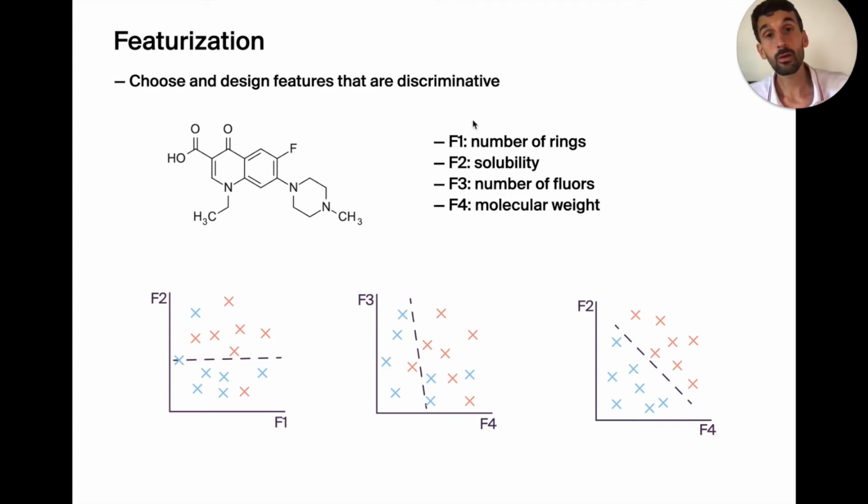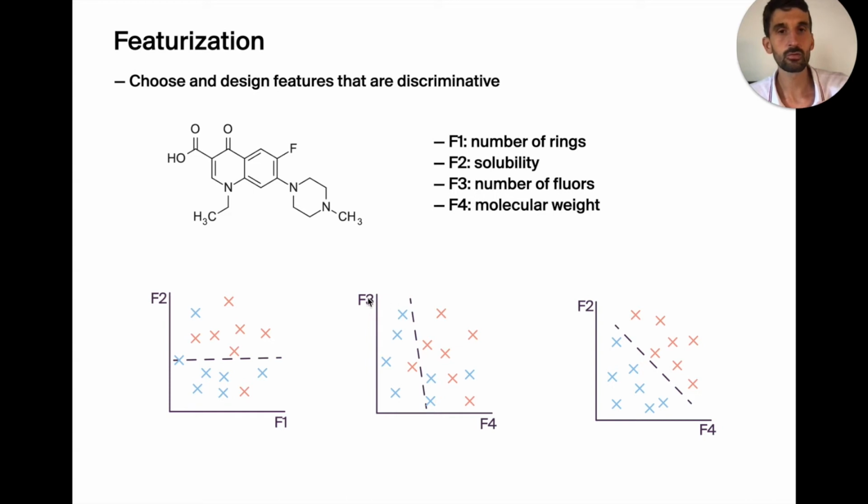So now that we have predefined these features, that we have featurized our input, we can explore how these features relate to the outcome that we are interested in. For instance, we can do these 2D plots. In this case, I'm plotting the number of rings against the solubility, and you can see that the number of rings is really not discriminative. But solubility is. The higher the solubility, the more actives we find. The lower the solubility, the more inactives we find in blue. Actives are red, inactives are blue.